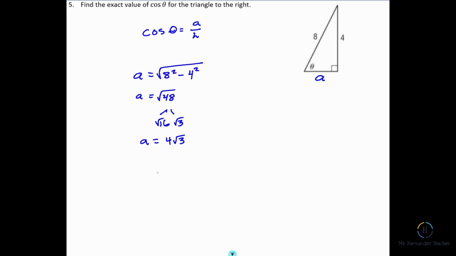Now when I actually write out this cosine theta in exact terms, as simplified as it gets, it's going to be my adjacent side, which we just found, 4 square root of 3, divided by the hypotenuse, which is 8. And that's going to be the exact answer. Don't type in the square root of 3 or anything. Don't type in square root of 48 and start rounding. If you give me an approximate answer, you will not get it correct.